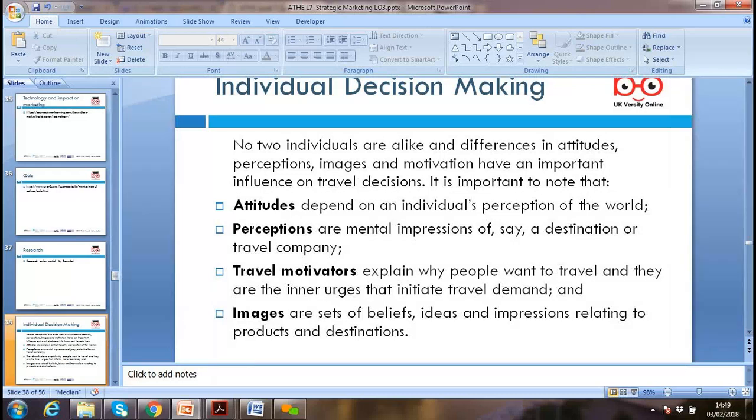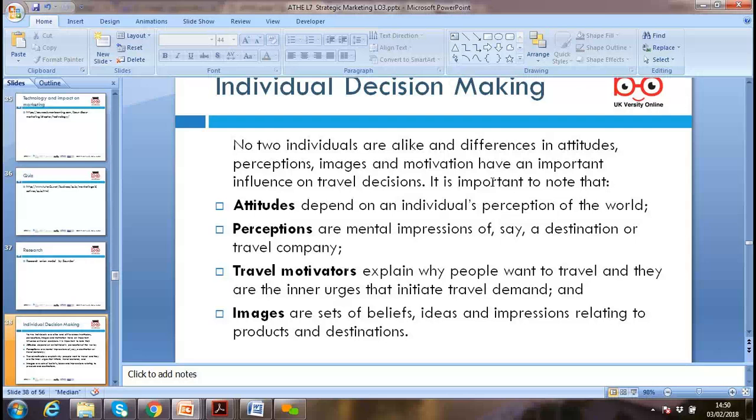Individual decision making. No two individuals are alike; they are different in attitude, perception, image, and motivation, which have an important influence. Whether we are looking at a travel decision, it's important to note the attitude depends upon the individual's perception of the world. Maybe someone will say, all this world is corrupt. Then maybe we'll say, hang on a minute, not all the world is corrupt. There are people who are true and quite sincere. It looks at the attitudes of the people.